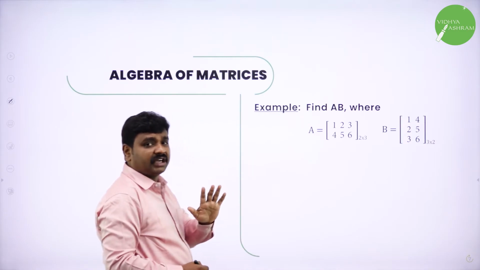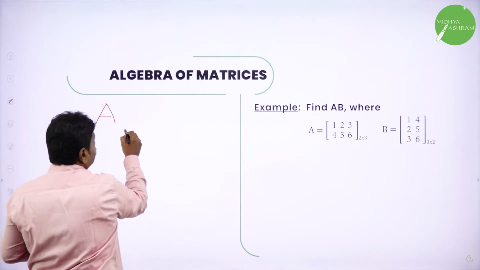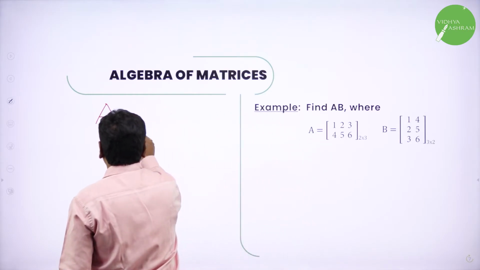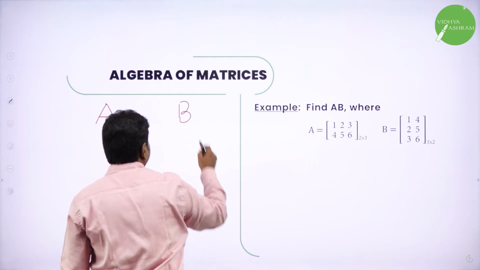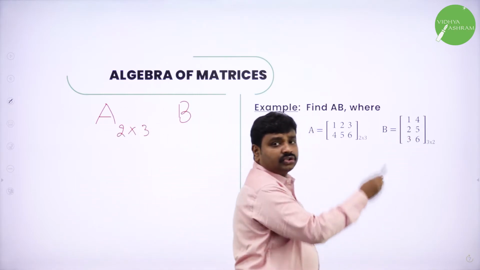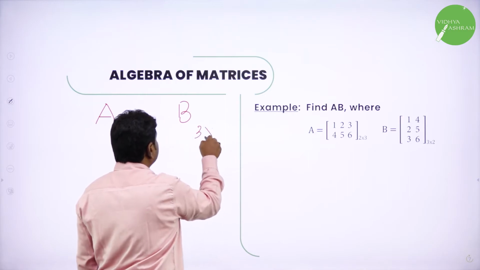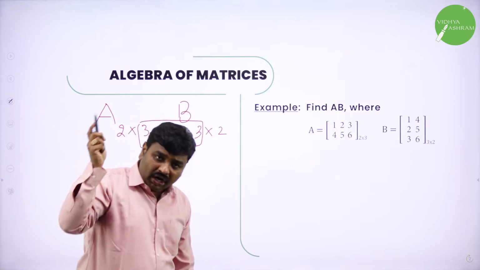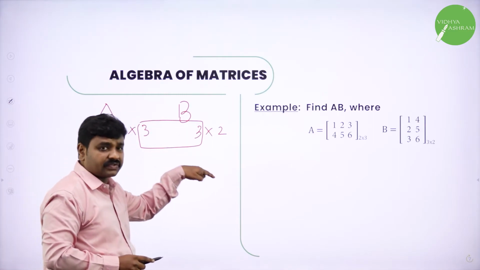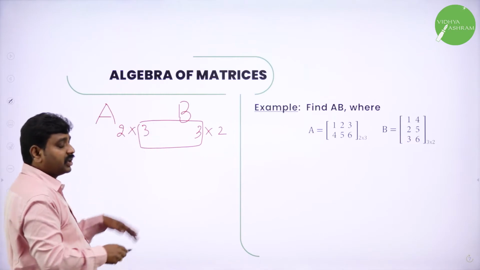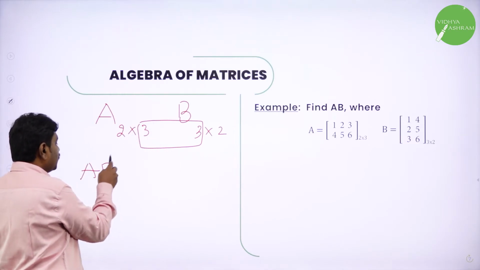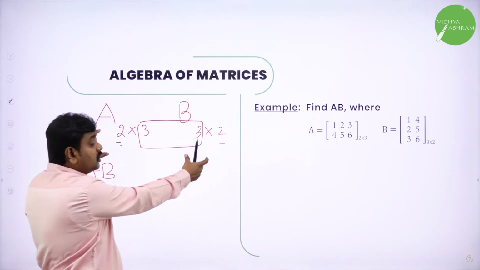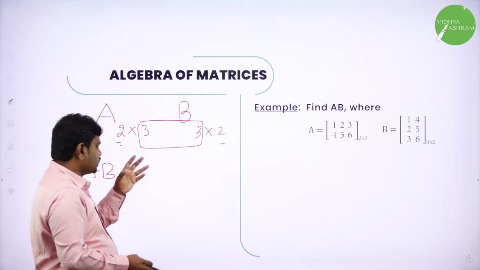First I will decide whether we can multiply. What is the order of A? Order of A is 2 rows, 3 columns. So 2 cross 3. What is the order of B? 1, 2, 3. 3 rows, 2 columns. 3 cross 2. So when I see these two, are they equal? Yes. Number of columns of first is equal to number of rows of second. So I can multiply. I can find AB. Yes, AB exists. And after you find AB, AB will be of order 2 cross 2. The remaining numbers, 2 cross 2. We will see how to do it.